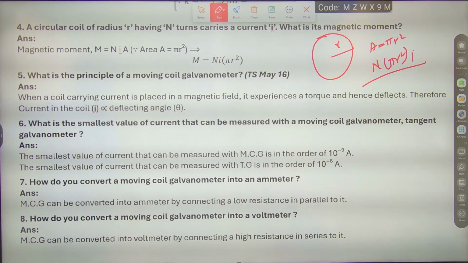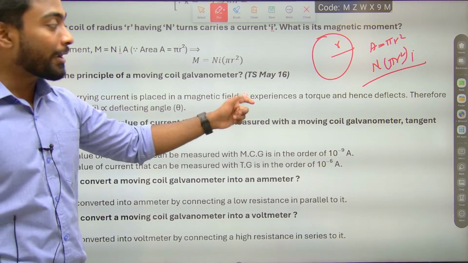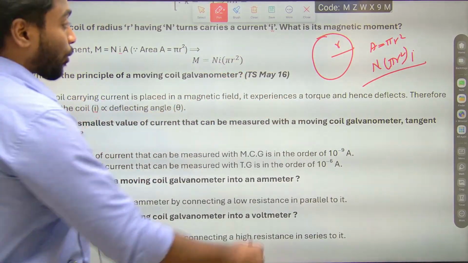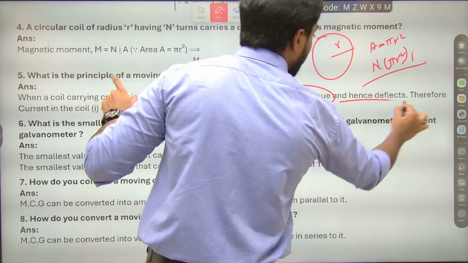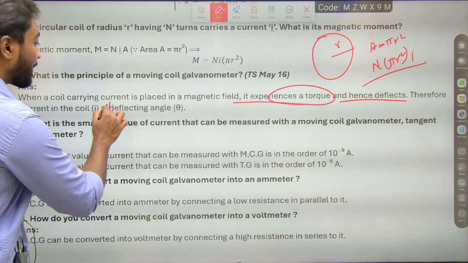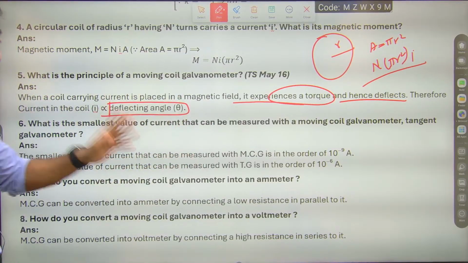Next one, what is the principle of a moving coil galvanometer? When a current carrying conductor is placed in a magnetic field, it experiences a torque and hence deflects. When a torque is there, obviously the deflection will take place. So the current in the coil is directly proportional to the deflecting angle. How much current is flowing, that much the angle will deflect.